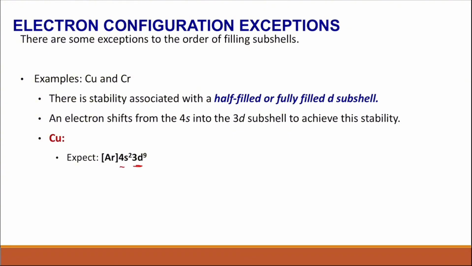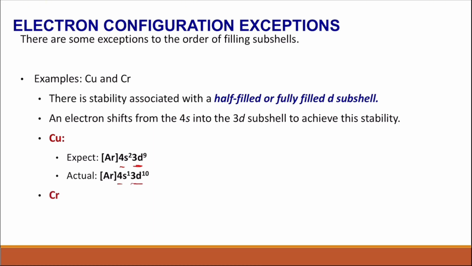We said that the 4s is filled before the 3d because the 4s has lower energy. But actually what happens is that one electron moves from the 4s into the 3d, because now we achieve a full d subshell. This gives more stability to the copper. So when they ask you about the electronic configuration of copper, you have to put it as 4s1 3d10.